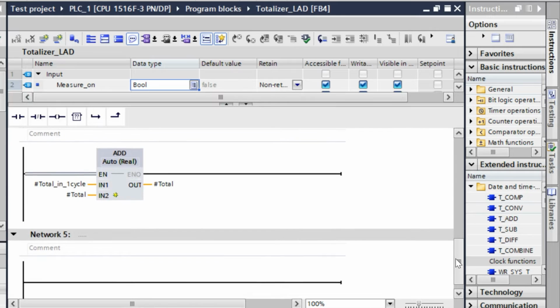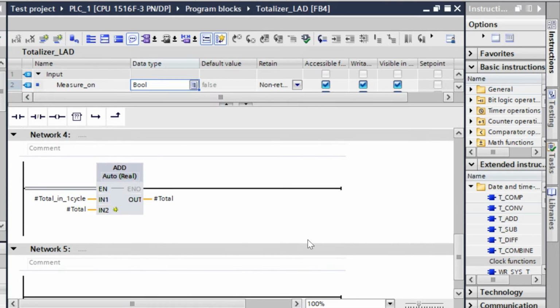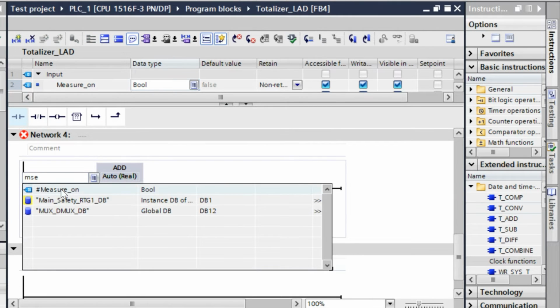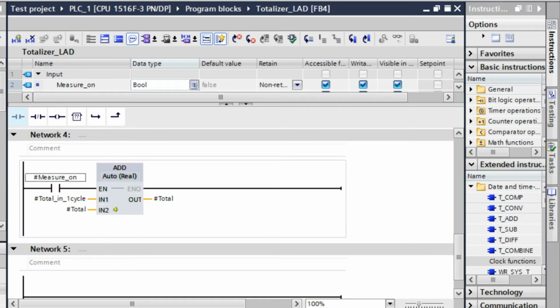So here this one will add when measure on is there. Okay, when measure is on, that time the value will add with total.